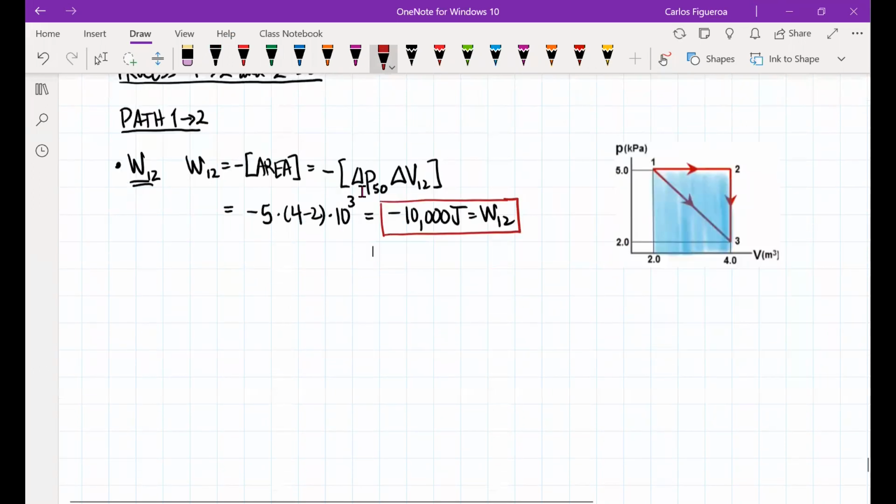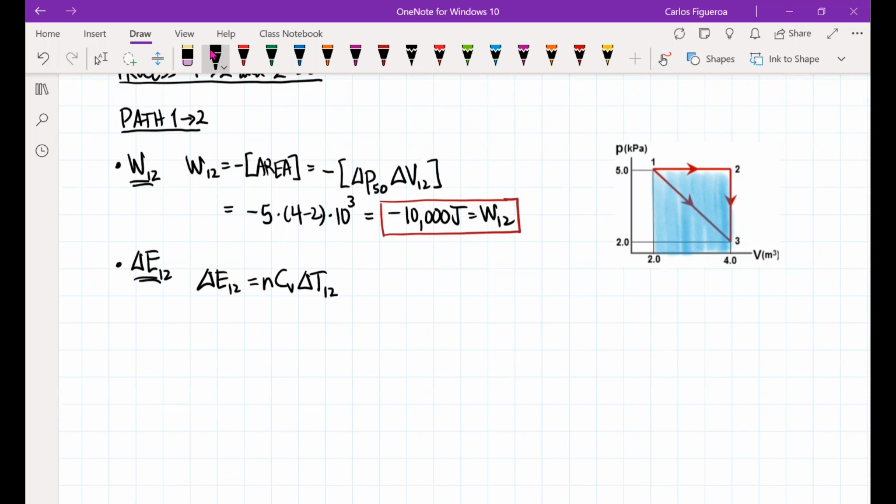Then the next thing we're looking for is the internal energy. In this case, we're going to look at the change in internal energy between 1 and 2. I was thinking about the heat, but let's look at the internal energy. We know that it depends on the temperature. So this should be nCv times the change in temperature between 1 and 2.